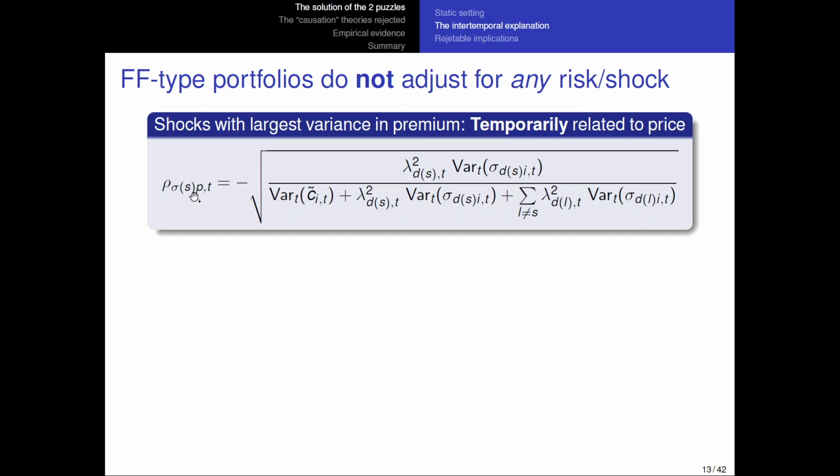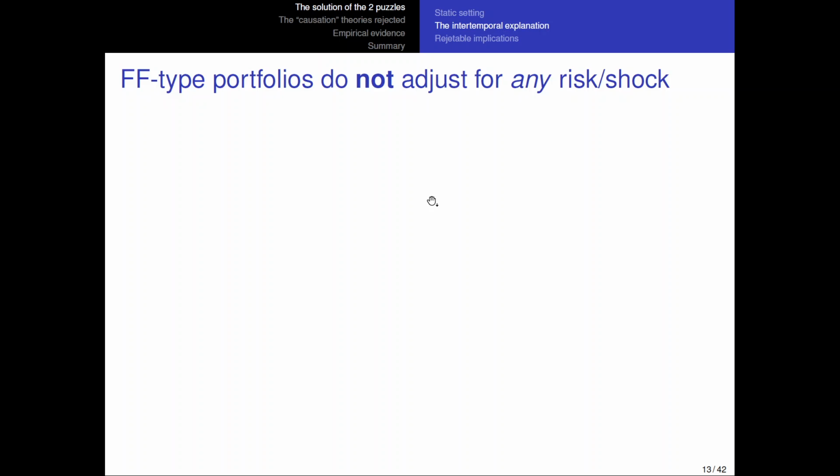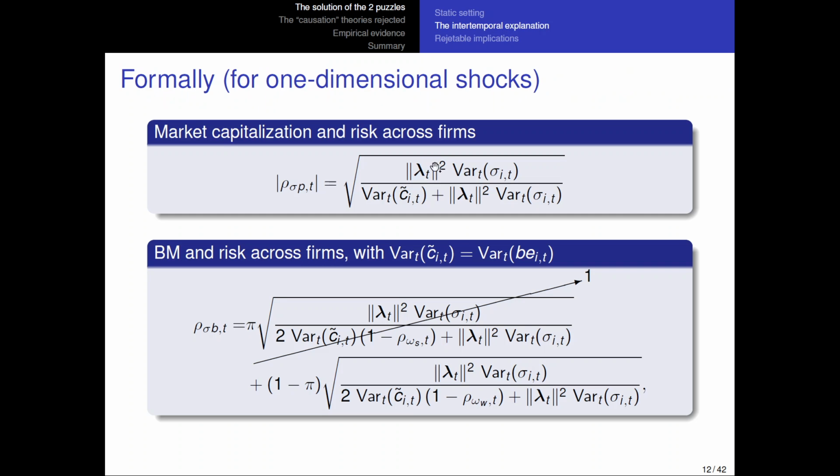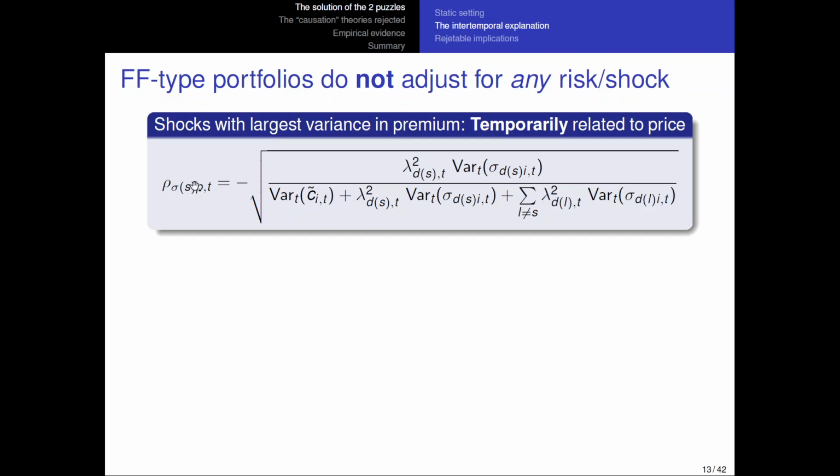Because if you now look, like here I had a one-dimensional risk and I just cared about one dimension. But now let's see what's the correlation between a particular risk. So this is the element S in that big vector of risks. So it's just like sigma S is the exposure of the stock to the shock S, to the particular shock S.